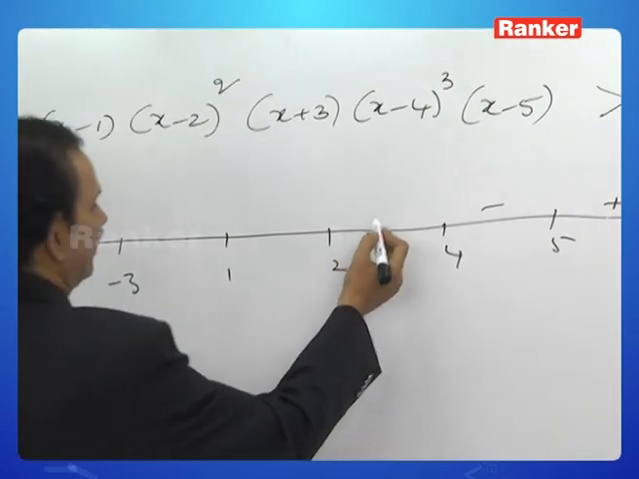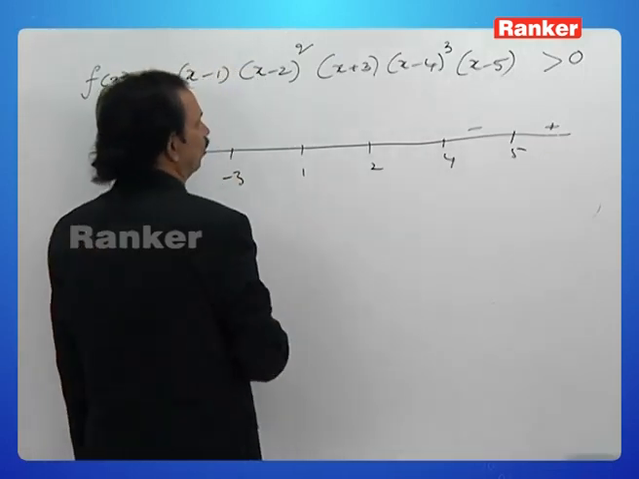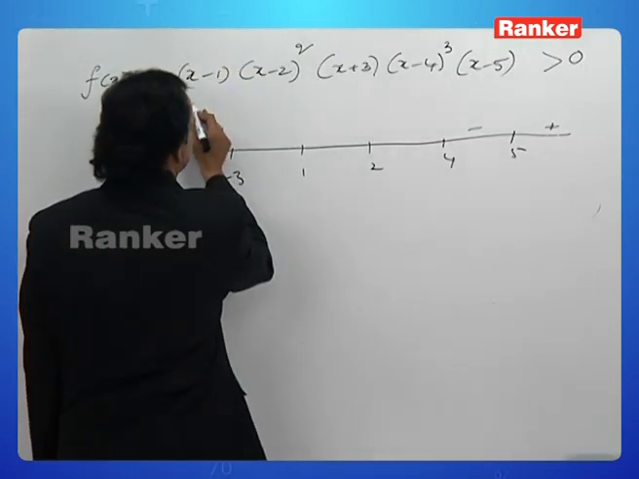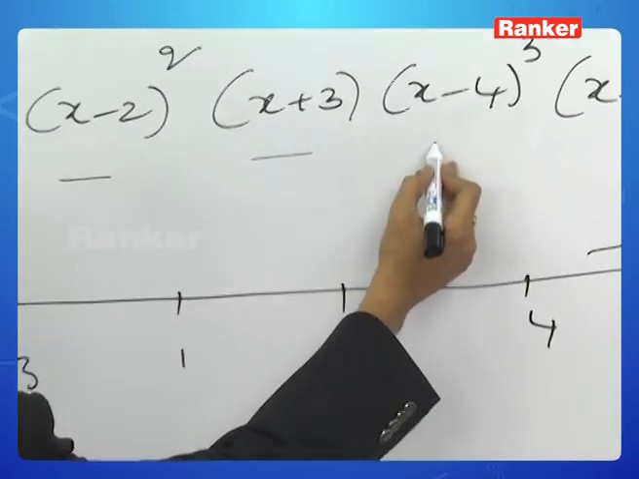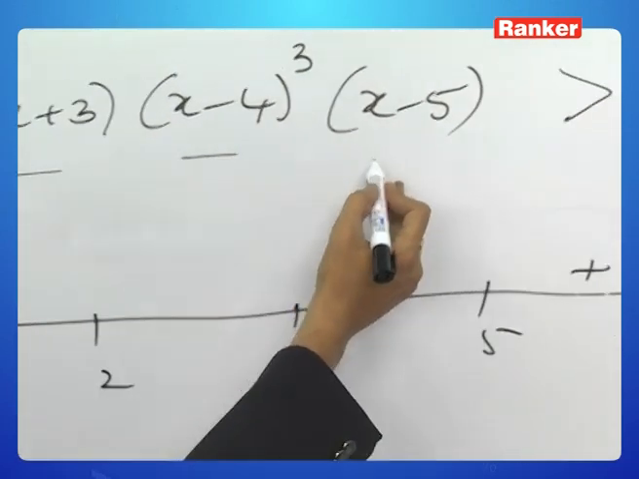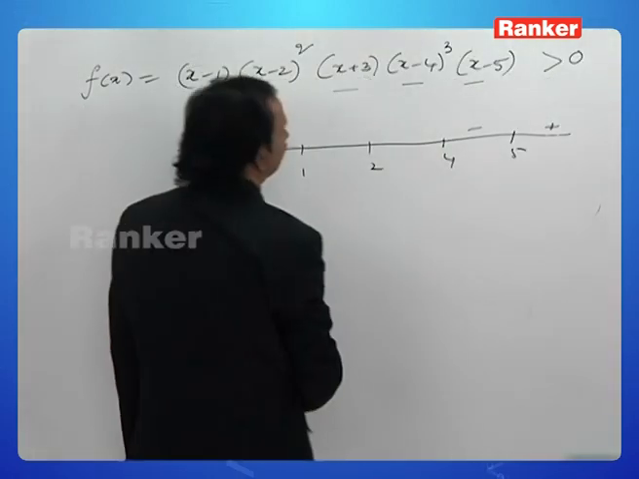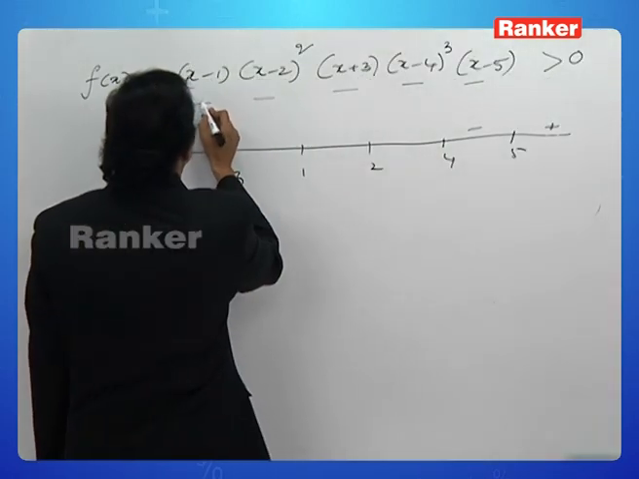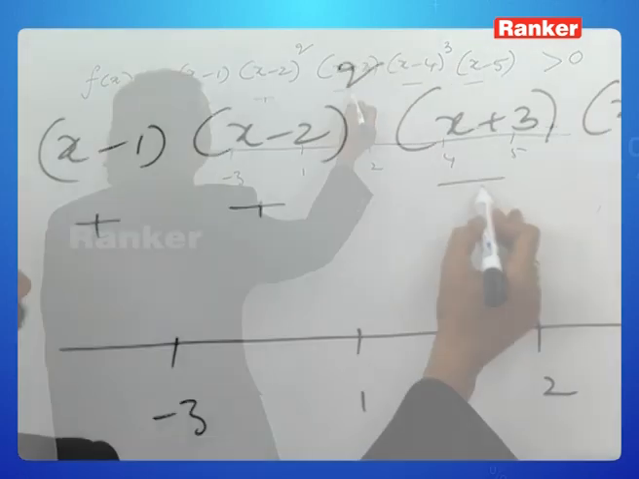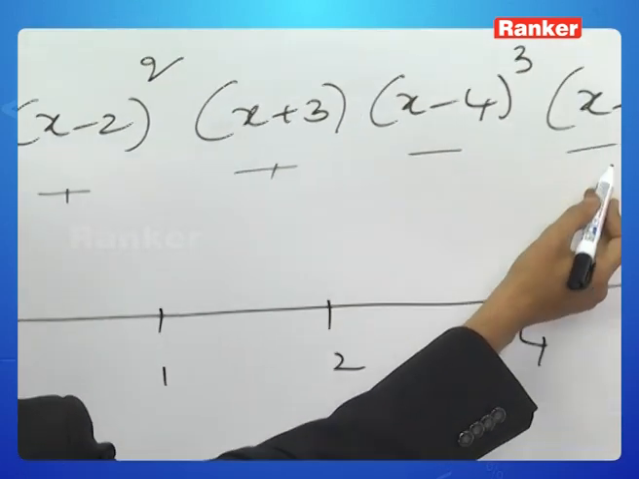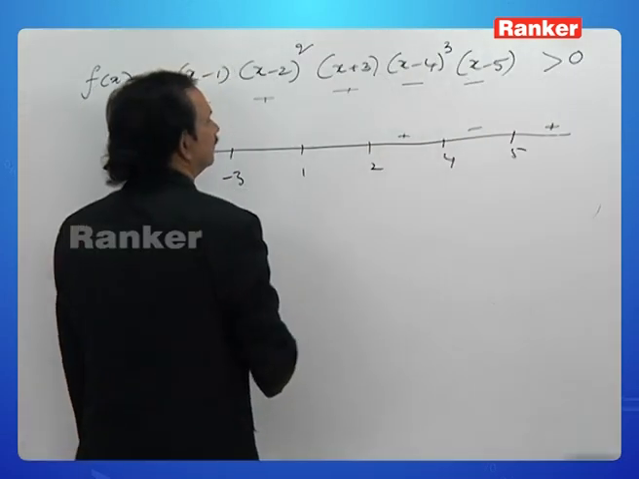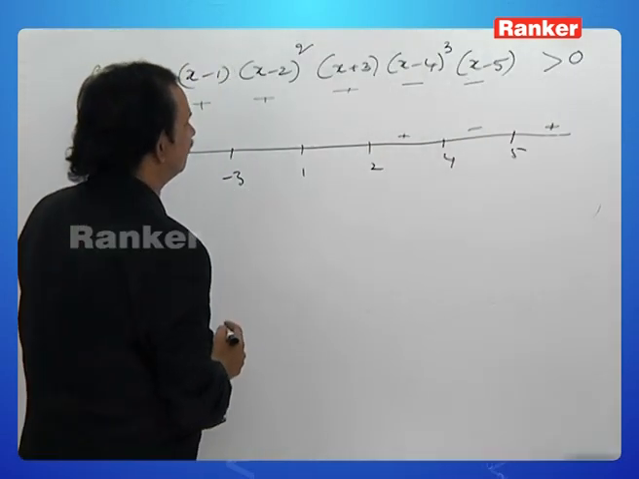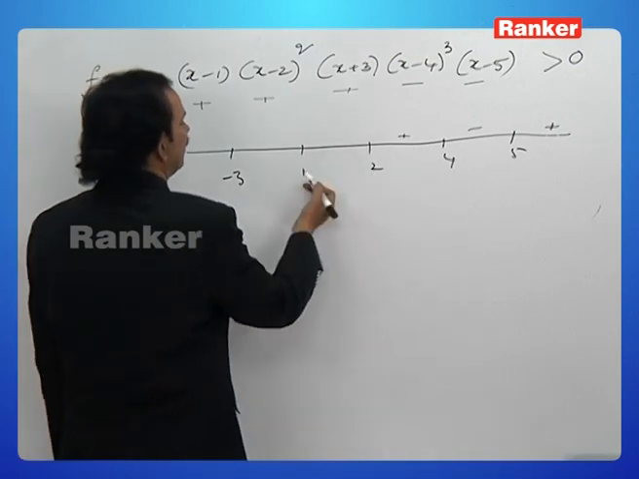Well, what do you say about here? Between 2 and 4. This is positive, positive, positive. This is negative, this is negative. Negative into negative is positive. Total is positive between 2 and 4. Well, next 2 and 1.